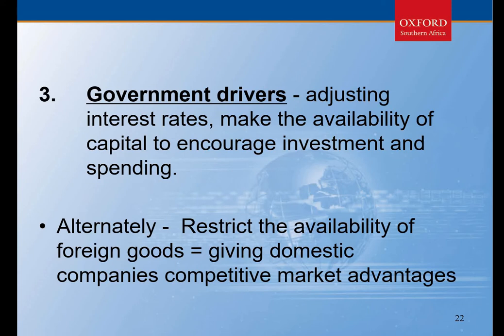The third driver is government drivers. So what do governments do? They encourage foreign businesses to come to their shores. How do they do this? They offer them tax breaks, so they give them tax discounts. They may even give them money to come there. Why would they do that, guys? It's because foreign businesses employ their people. These people pay tax, they spend money, the economy grows at the end of the day.